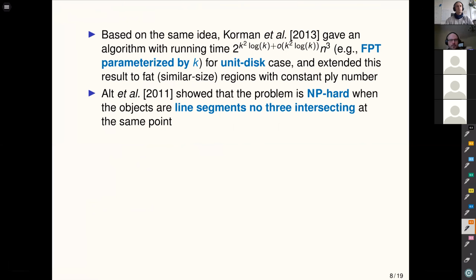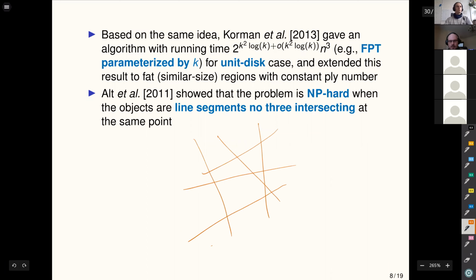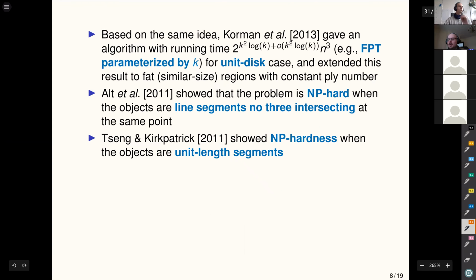And from the negative side, Eiben et al. showed that the problem is NP-hard even when the objects are just line segments and no three line segments intersect at the same point, right? So the setting is we have just any configuration of some line segments, and you have these vertices S and T, and you want to just remove line segments. And the problem is already NP-hard there. And it is even NP-hard when all line segments have unit length.